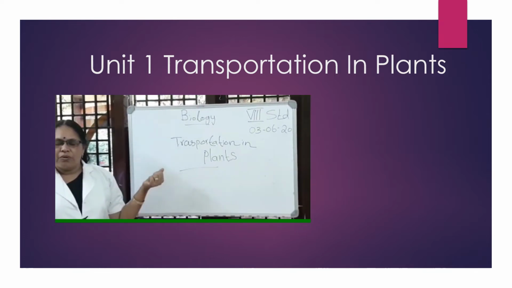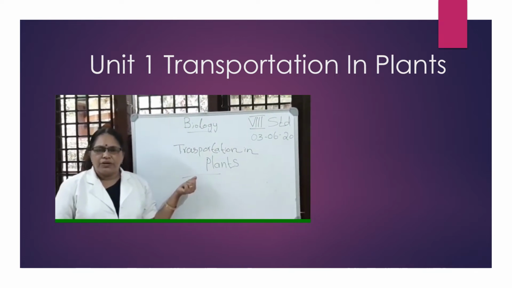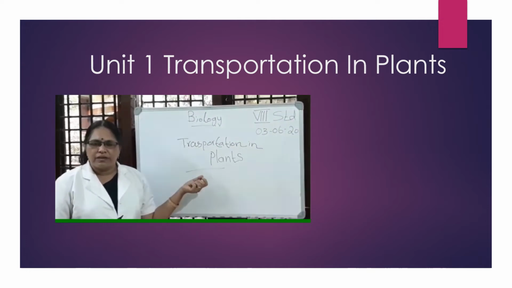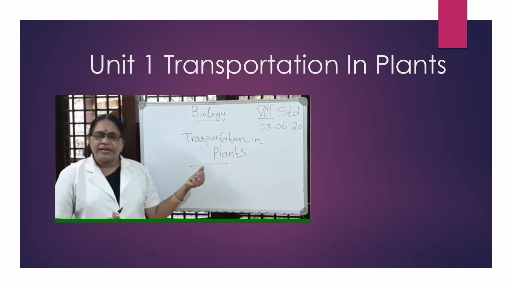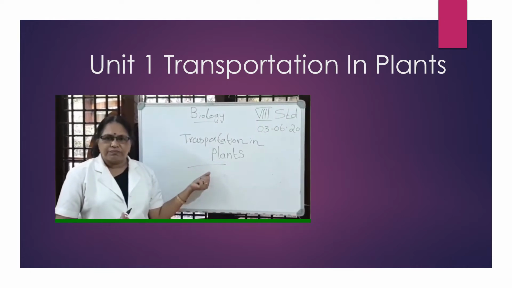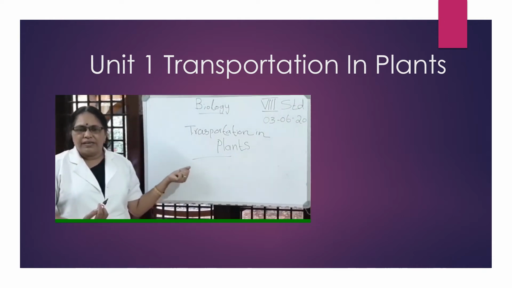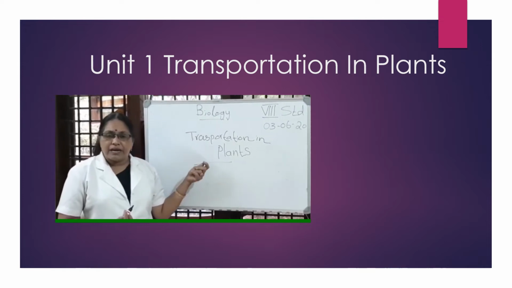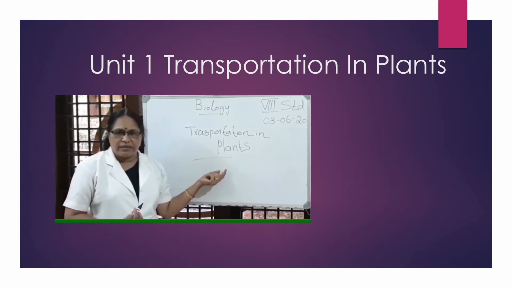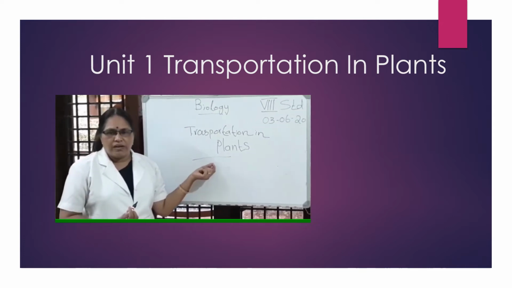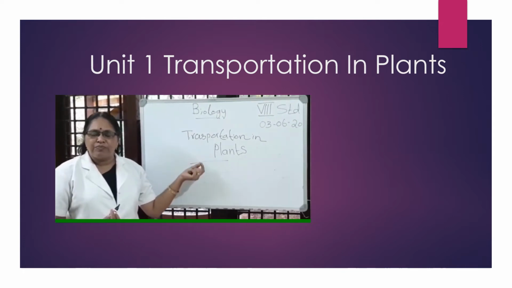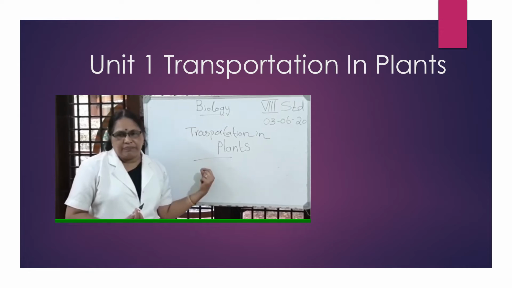You know, plants prepare the food using carbon dioxide and water by the process of photosynthesis. Plants need carbon dioxide and water for preparing the food. That means they take carbon dioxide from the air and the roots absorb water from the soil. But these materials are to be transported throughout the plant.